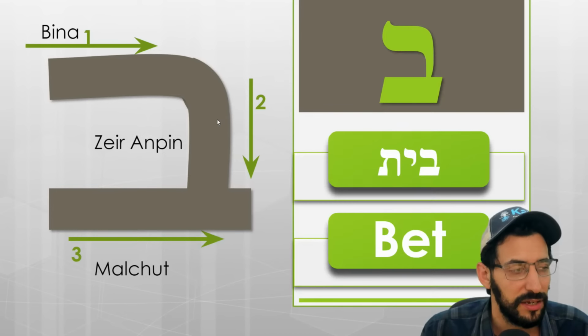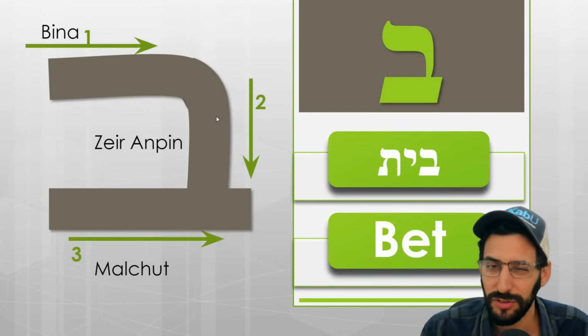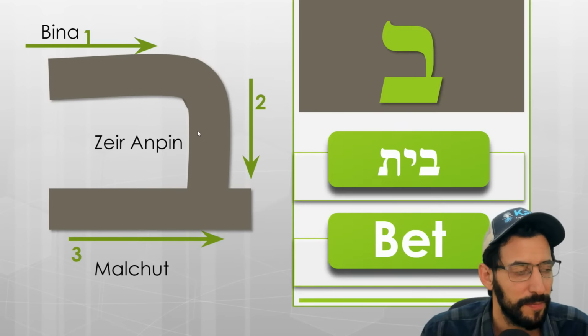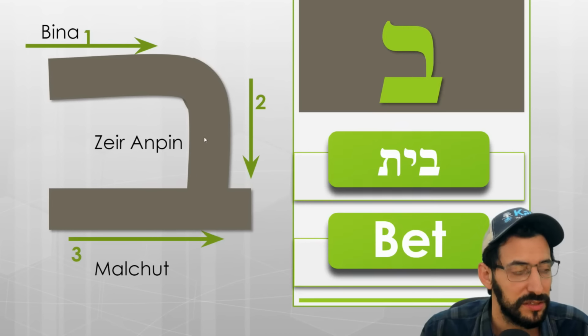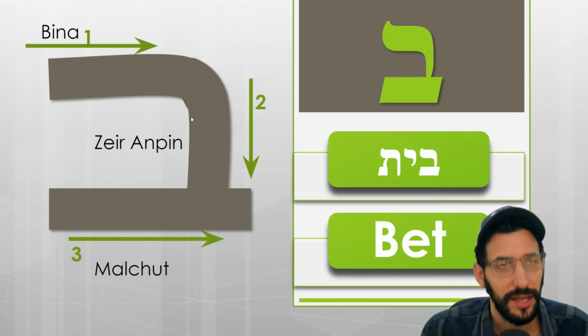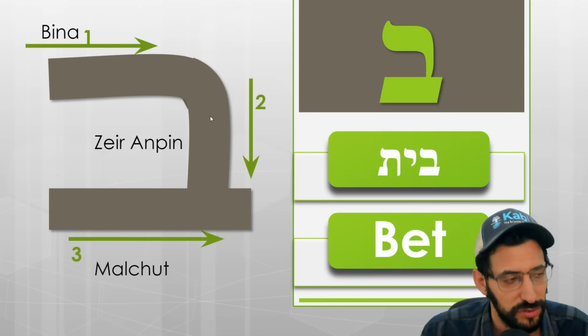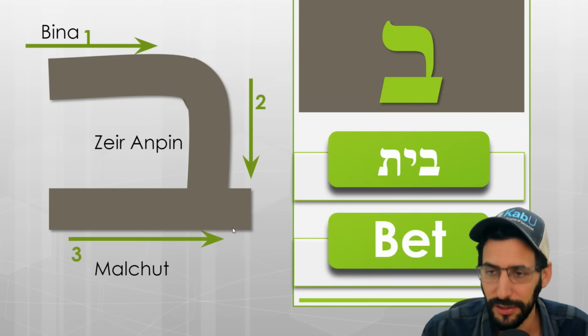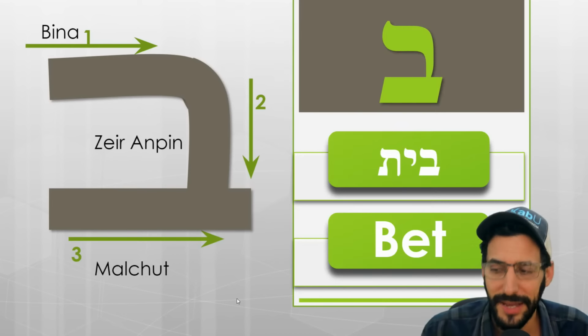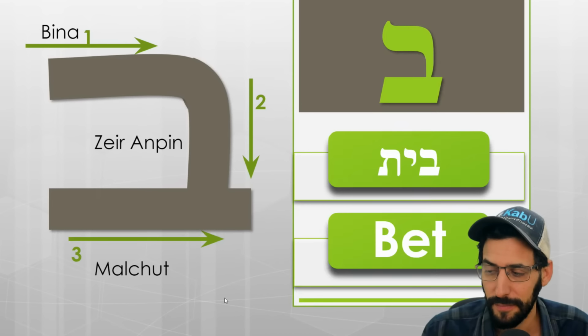And this line here is Zer Anpin. So we also talked briefly about Zer Anpin. Zer Anpin is a small face, literally. It consists of 6 Sefirot: Chesed, Gvura, Tiferet, Netzach, Hod, and Yesod. And this is the connector between the Binah and the Malchut. This is the letter Bet and its spiritual meaning.